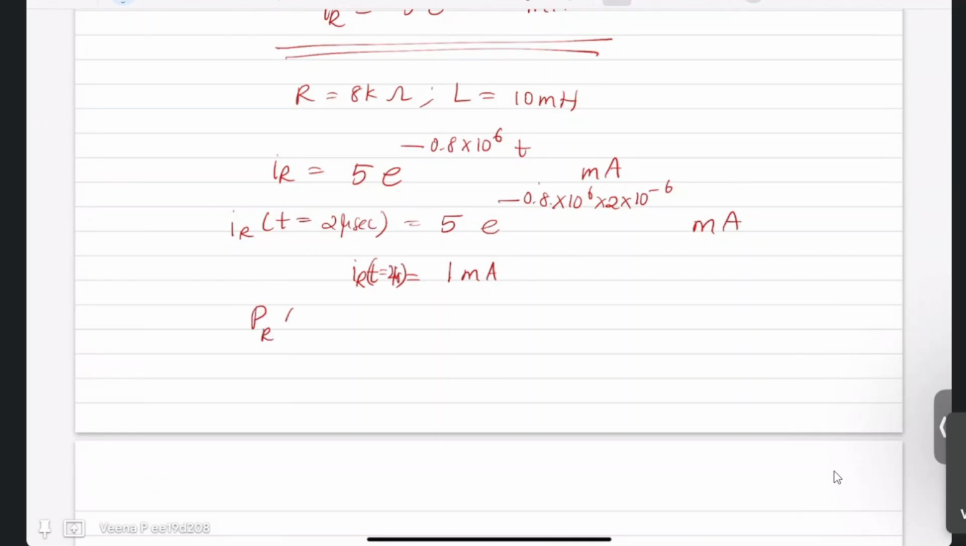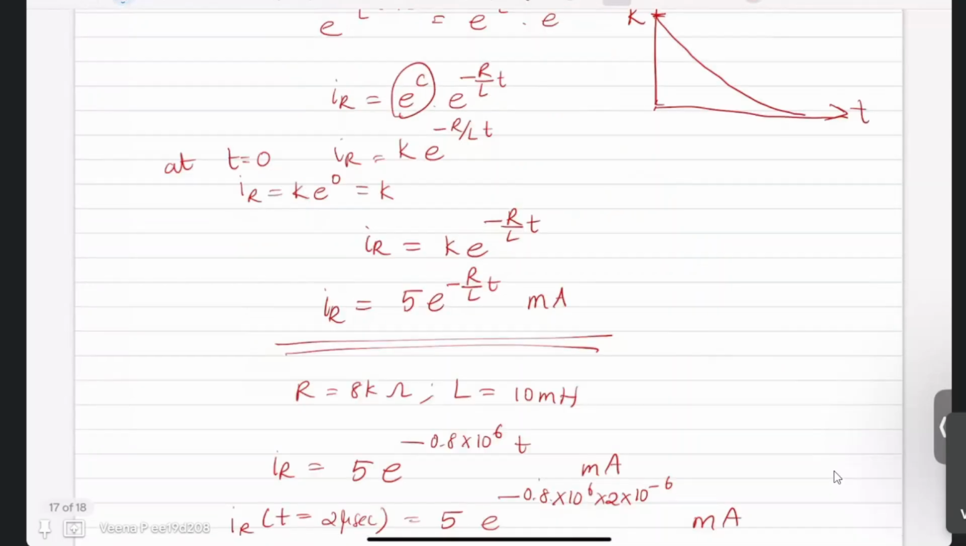So your power through the resistor at t equal to 2 microseconds is the current at 2 microseconds, 1 milliampere, squared, times the resistance value, which is 8 kilo ohms. This comes out to be 8.15 milliwatts, which is your answer.